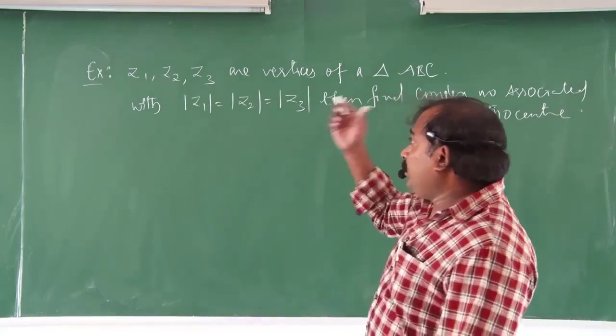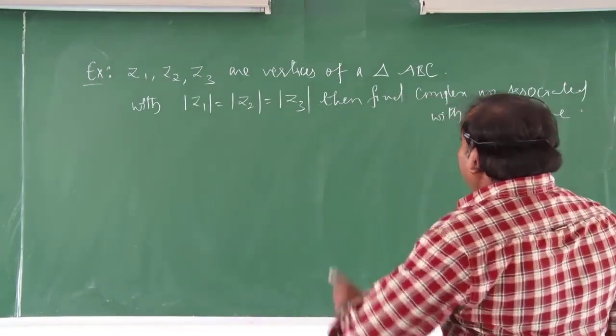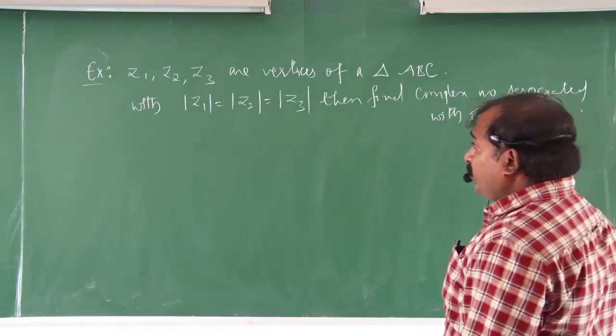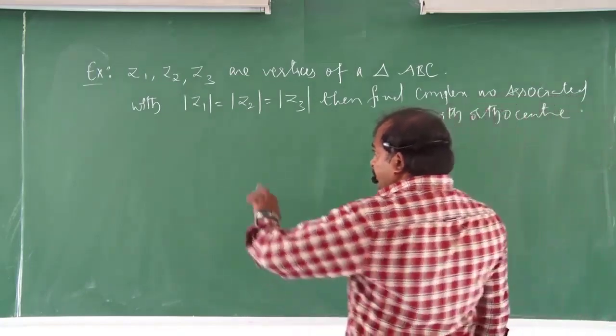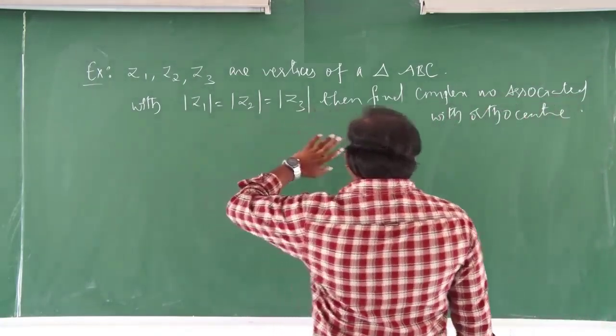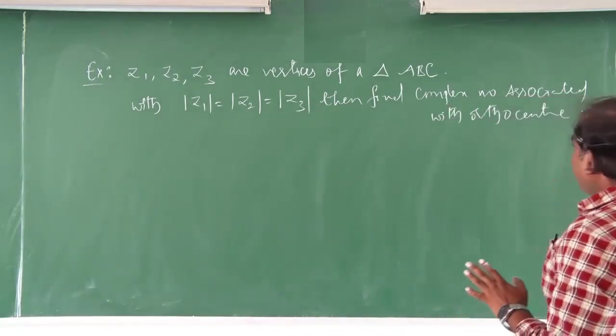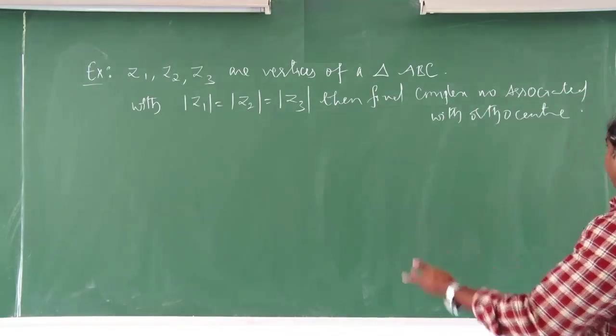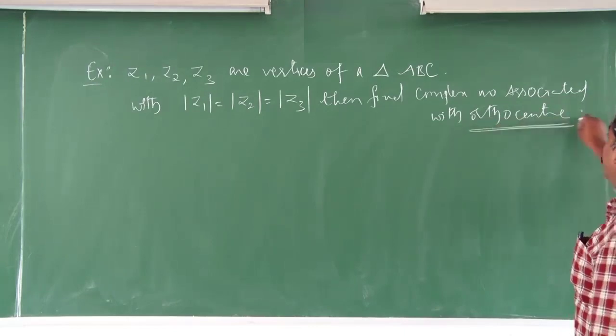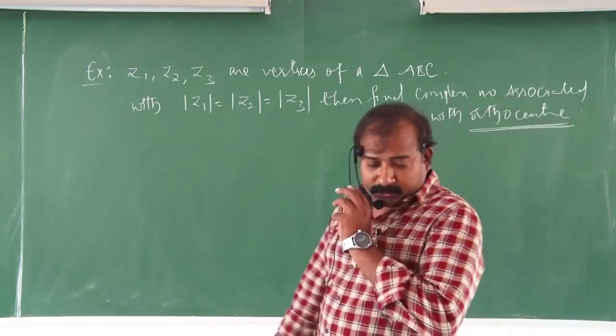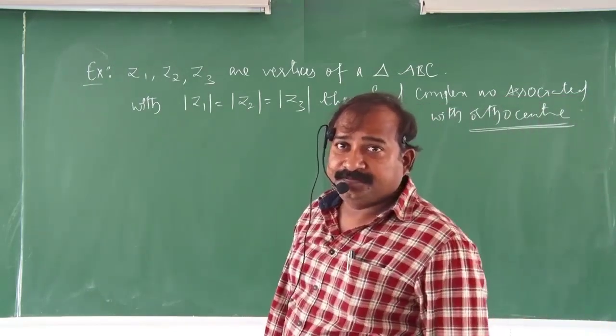Okay, z1, z2, z3 are vertices of a triangle ABC, with the data given: modulus of z1 equal to modulus of z2 equal to modulus of z3. Then find the complex number form of its orthocenter. They are asking for the orthocenter of the triangle.